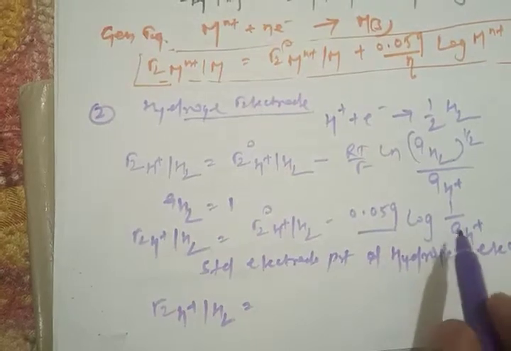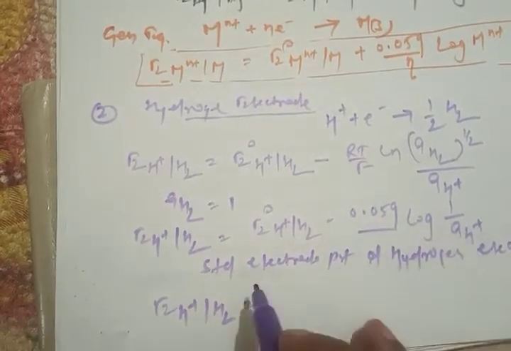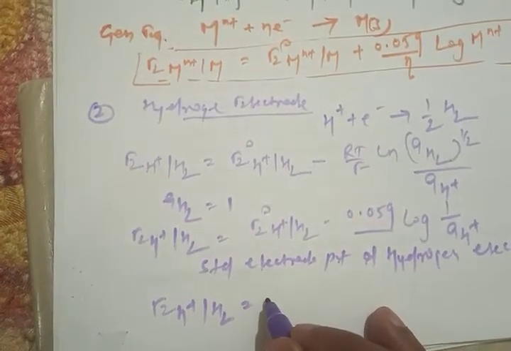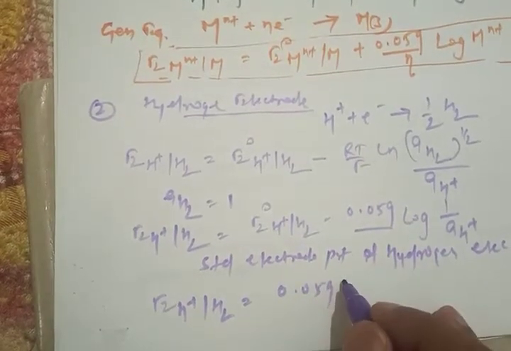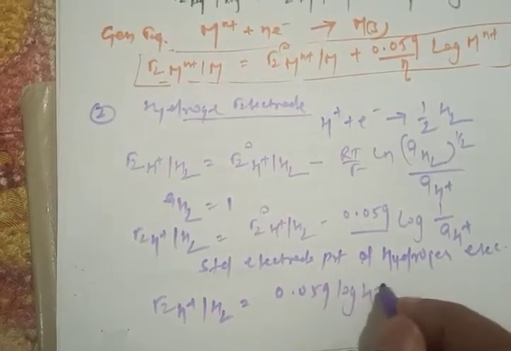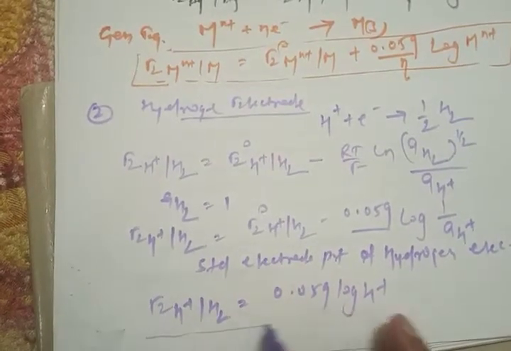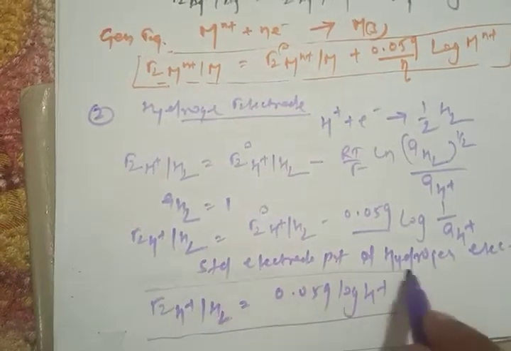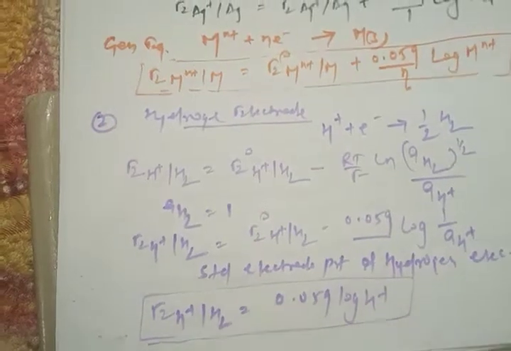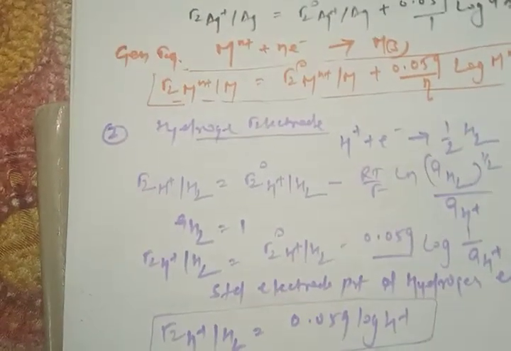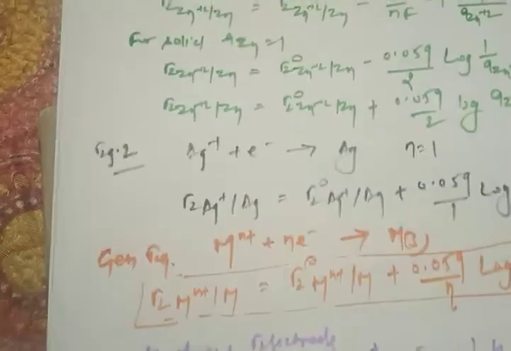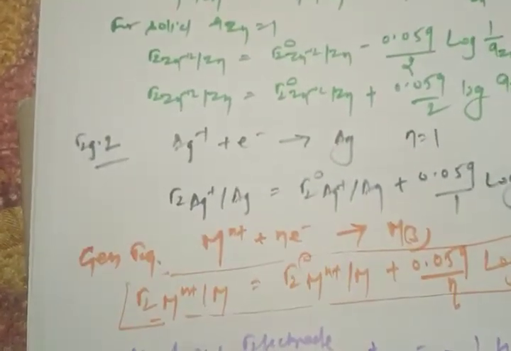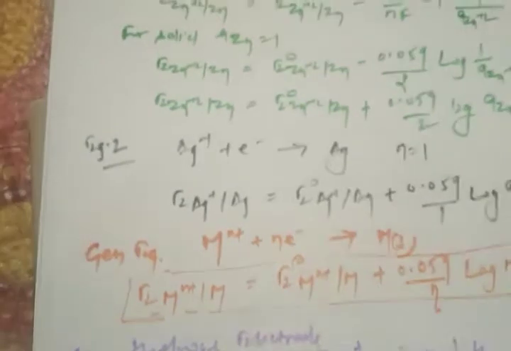And if you put this AH plus, so this will look 0.059, this negative will be changed. Okay, 0.059 log H plus. So this is the equation in case of hydrogen electrode. These equations are very important. Sometimes in competitive examinations these equations are asked directly, and numericals are also based on these equations. So these two electrodes we have discussed so far.